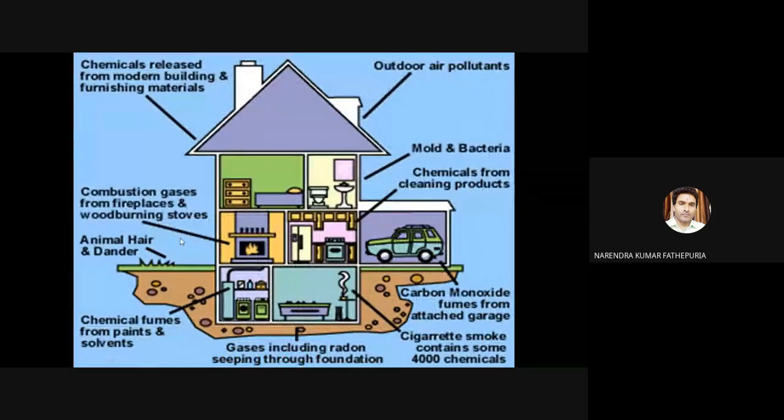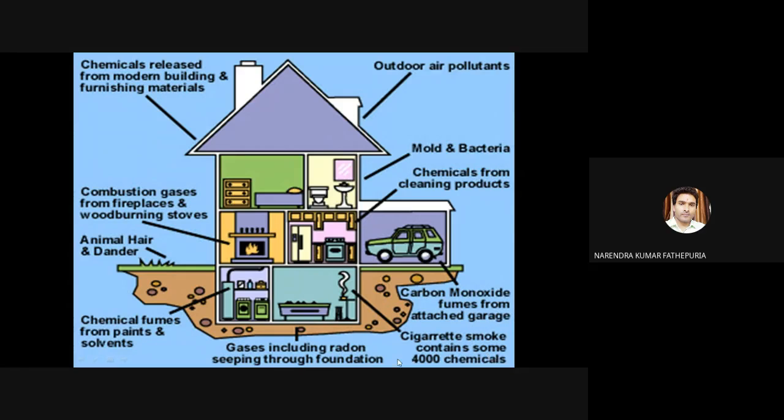In one house itself, you can see how many emissions we are releasing. For indoor air pollution, there are chemicals released from modern buildings and furnishings, causing indoor air pollution. Then combustion gases from fireplaces and wood-burning stoves in your kitchen, right? Animal hair and dander, right? Chemical fumes from paints and solvents. Gases including radon seeping through the foundation, the percolation and infiltration of gases happening, right? Then various gases released, like carbon monoxide fumes from an attached garage.